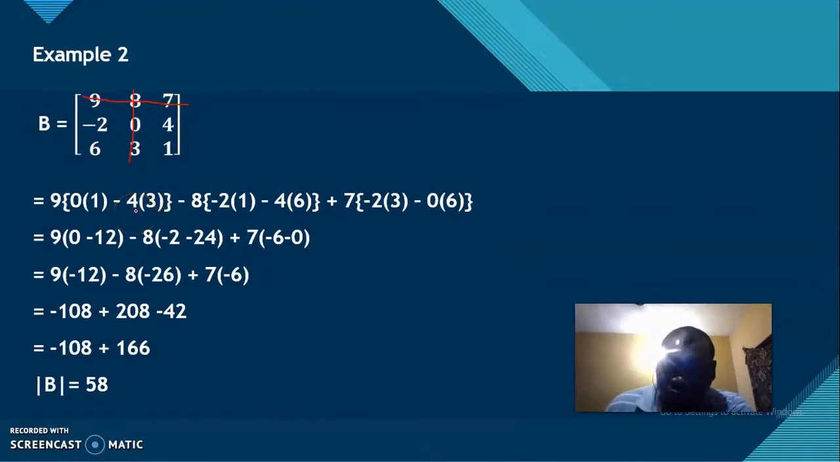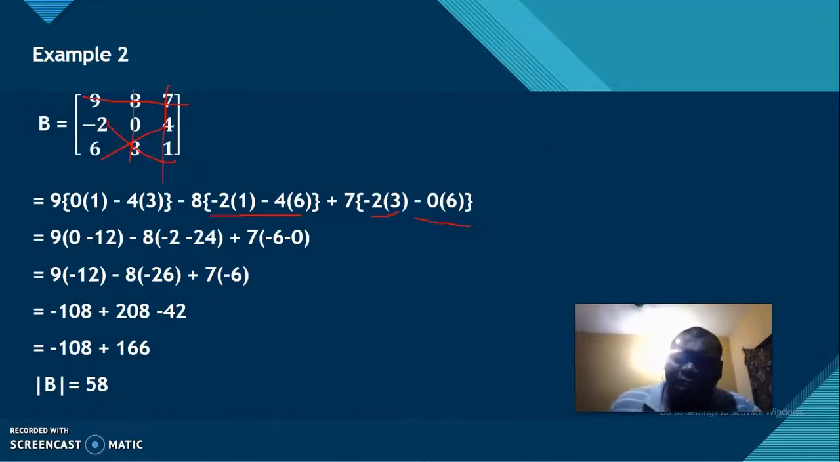So 8 open bracket minus 2, this minus 2 times 1, then minus 4 times 6. You can see it, 4 times 6. So that's how we have it. Then plus 7, the same thing. Once we eliminate 7, we have 2 minus 2, 0, 6, 3. So that is 7 open bracket minus 2 times 3 minus 0 times 6.